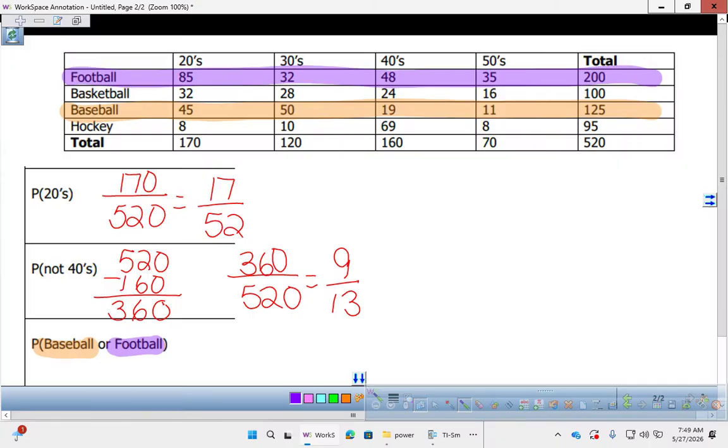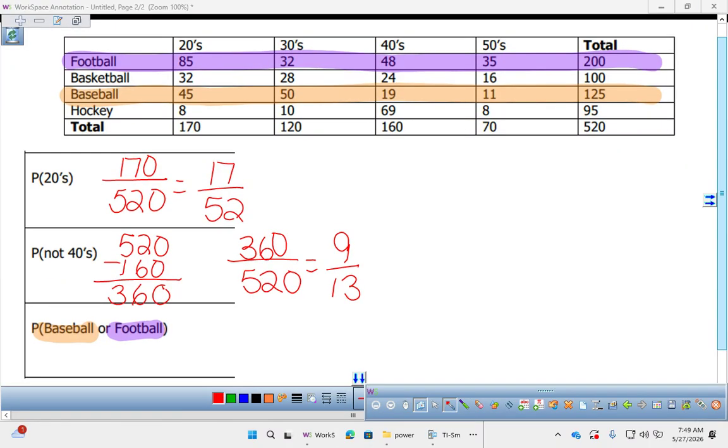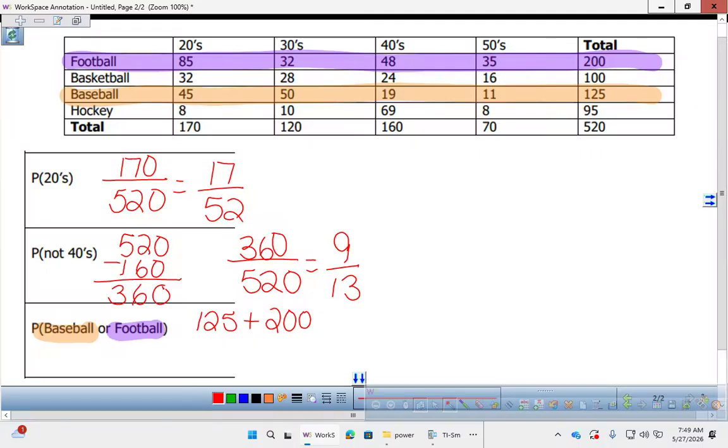So in mutually exclusive probability, we add the two probabilities together. So I'm going to take the total baseball, the total orange number, 125, and I'm going to add that to the total football number, 200. And each of these is going to get that denominator of 520, because as long as there's not a given line, your denominator is going to be 520.